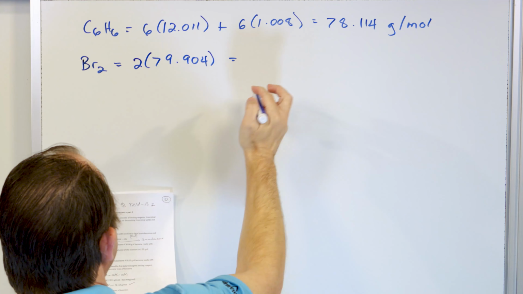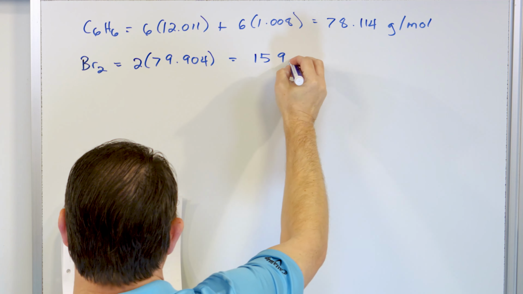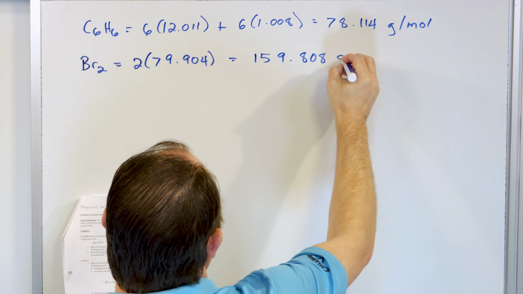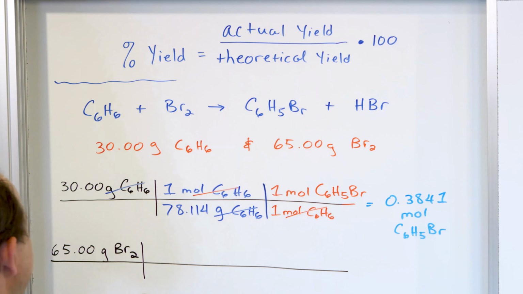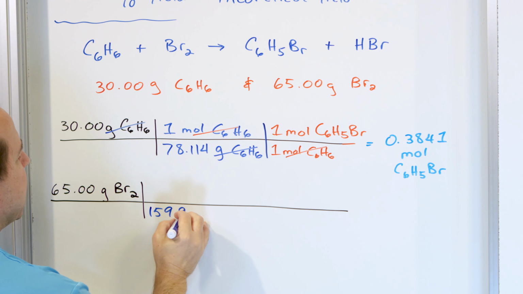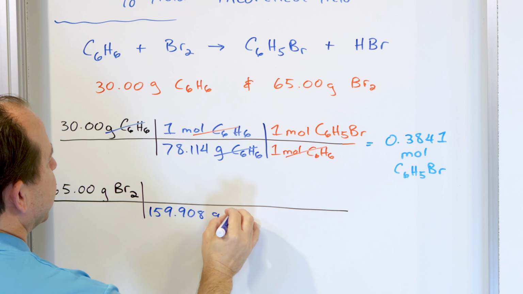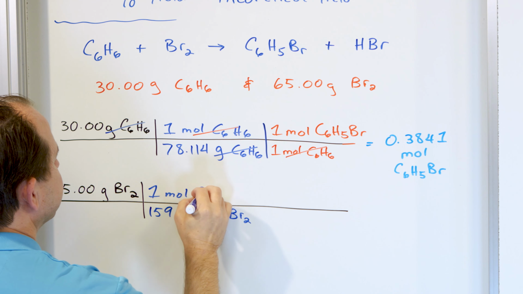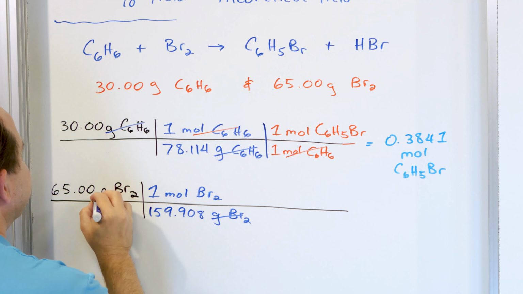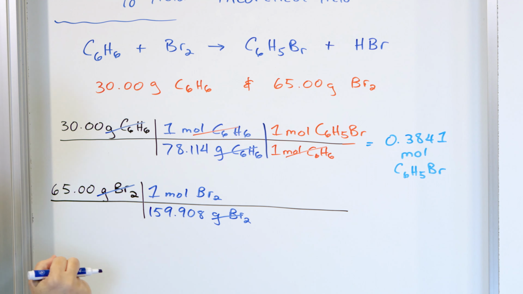And when you multiply that out, you get 159.808 grams per mole. Now, I'm going to write this here: 159.808 grams of bromine is 1 mole of bromine, Br2. Okay, grams cancel with grams. So if I stop the calculation, now I have the moles of bromine that I start with.